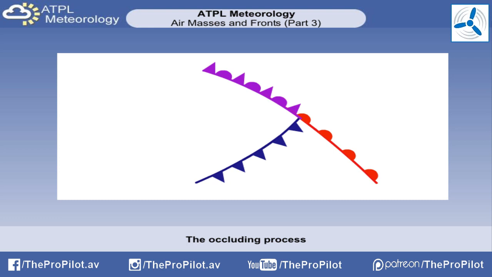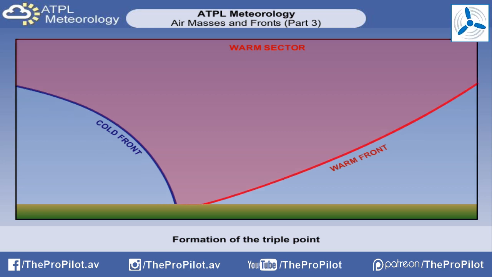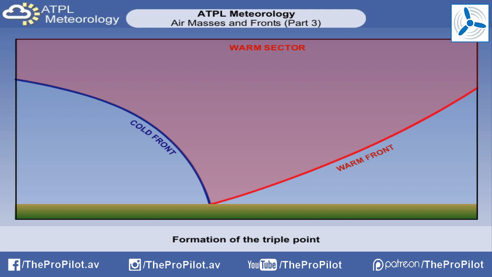Let's take a sideways look. Here we see the situation before the occluding process starts. We have the warm front, the cold front, and the warm sector in between. As the cold front catches up with the warm front, the warm sector gets smaller until eventually all it is a narrow wedge with its tip at the surface.